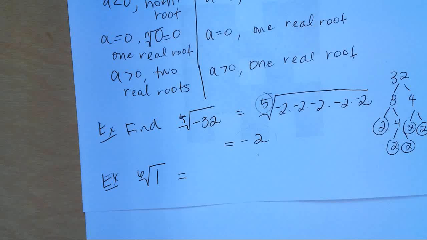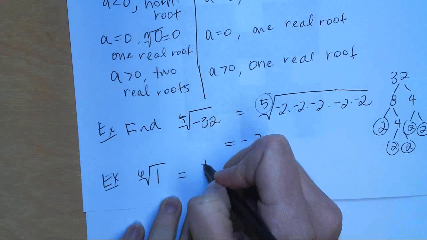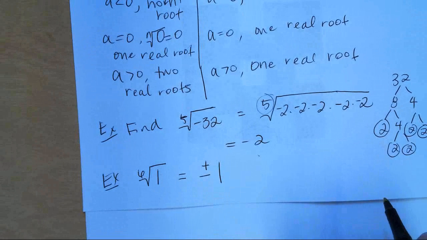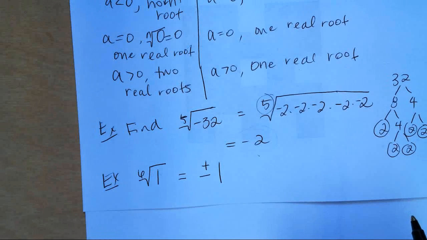What about the 6th root of 1? Plus or minus 1, right? It can be 1 or -1. If A were negative, it would be no solution. No real roots.